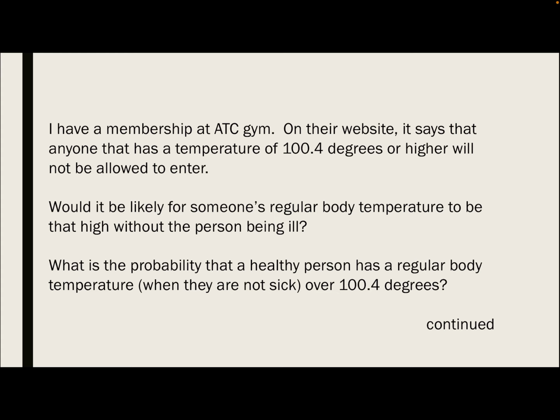I have a membership at ATC Gym. On their website, it says that anyone that has a temperature of 100.4 degrees or higher will not be allowed to enter. Would it be likely for someone's regular body temperature to be that high without the person being ill? What is the probability that a healthy person has a regular body temperature, not sick, of over 100.4?